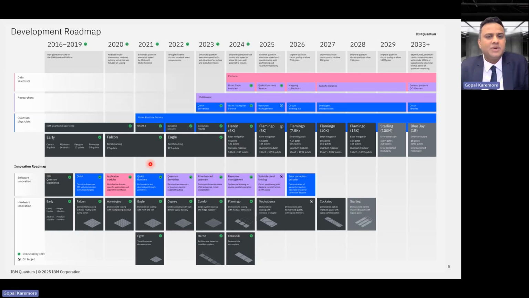It has been divided into three time horizons. As you can see, this is the pre-utility era, then an error mitigation era, and this is an error correction era. Right now we're in error mitigation, where we have the Heron processor and the Flamingo series, and we will be increasing our gates from 5,000 to 15,000 by 2028.